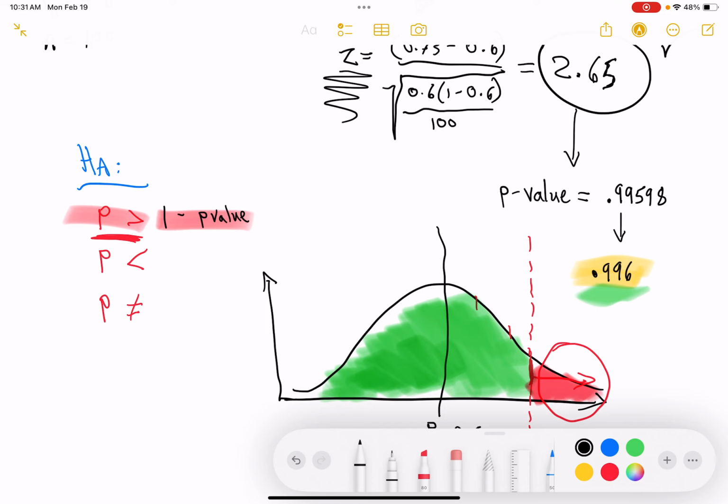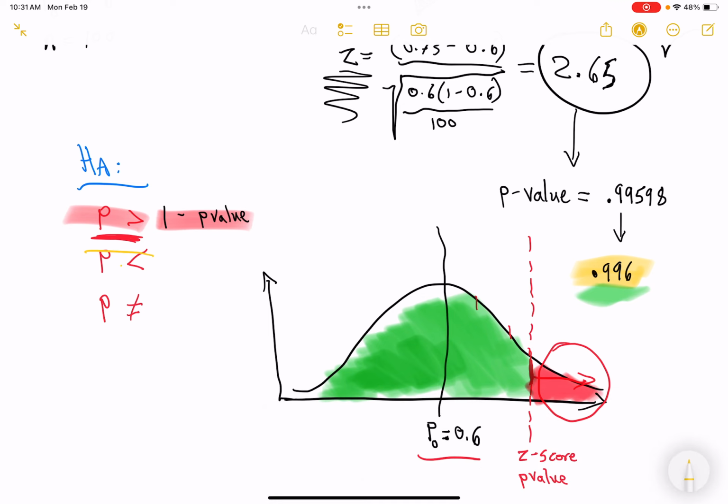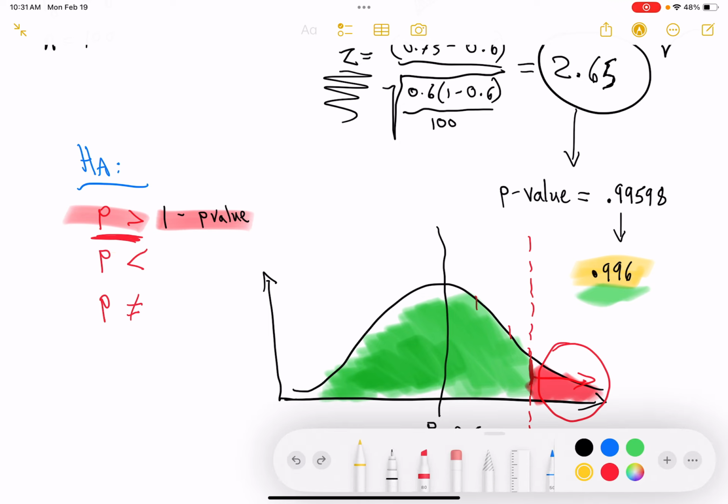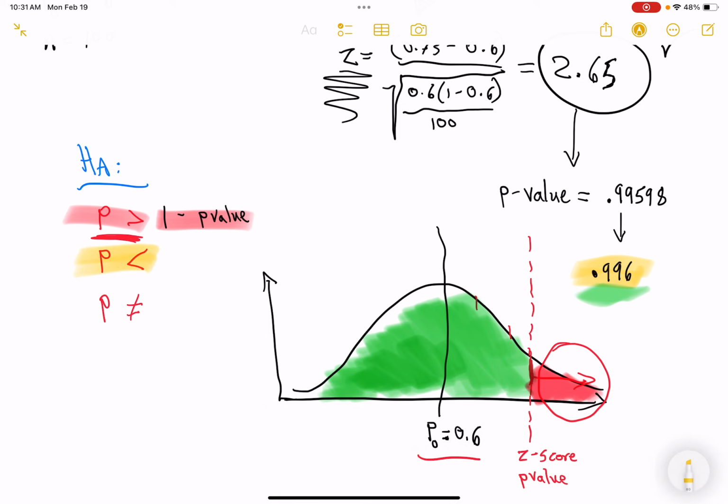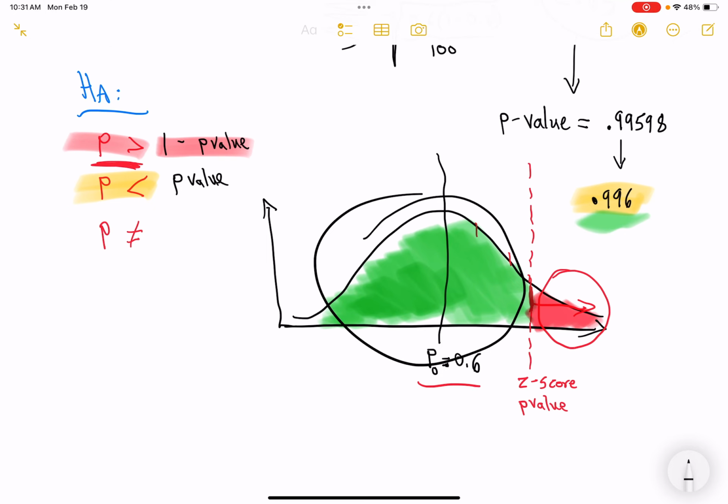On the other hand, if we find ourselves in this lovely situation, where we're arguing that the proportion is less than the null proportion that we've been given, 0.6, then we're very fortunate, we just use the p-value that we get originally. Because that will give us everything before our own p-value, and so it will be every odd that the proportion is smaller than the z-score I got. The last example is going to be right here.